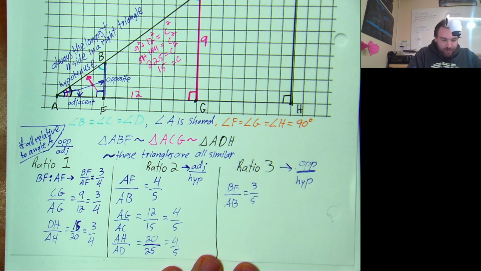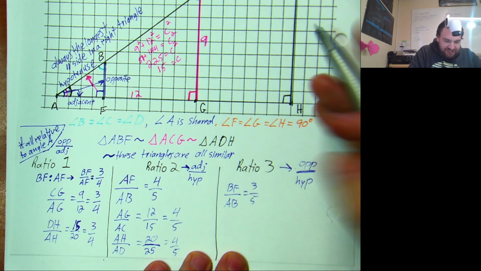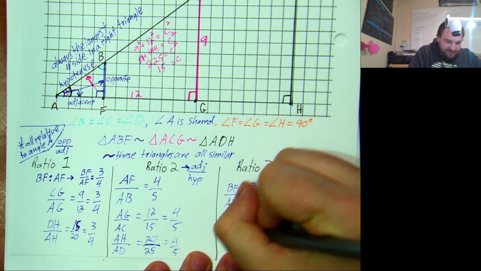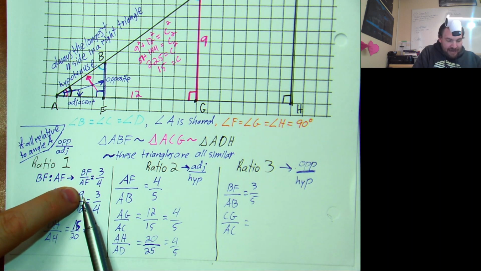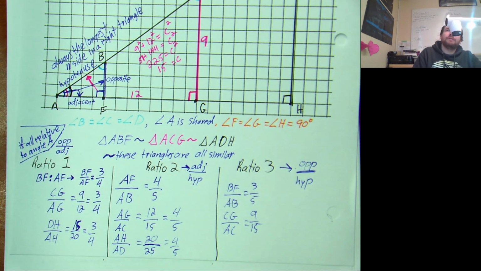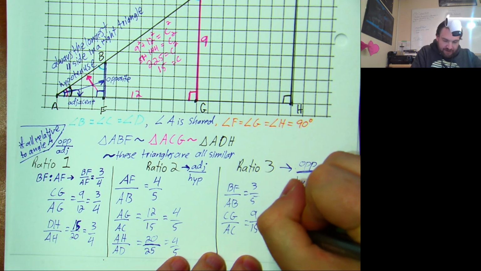My next ratio, on the next larger triangle, is opposite, which is CG, over the hypotenuse, which is AC. Looking at the numbers, we can pull them from what we did before. CG was 9. AC is 15, so it's going to be 9/15, which is a fraction that reduces to what? 3/5.